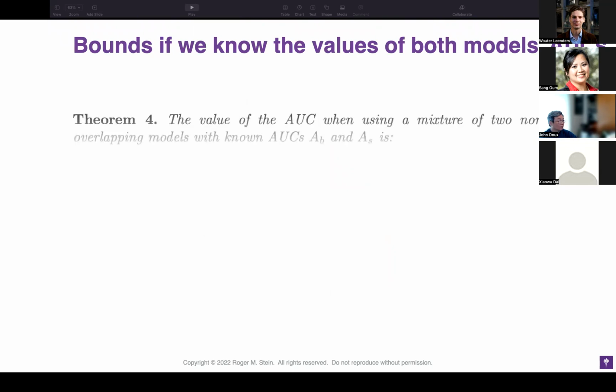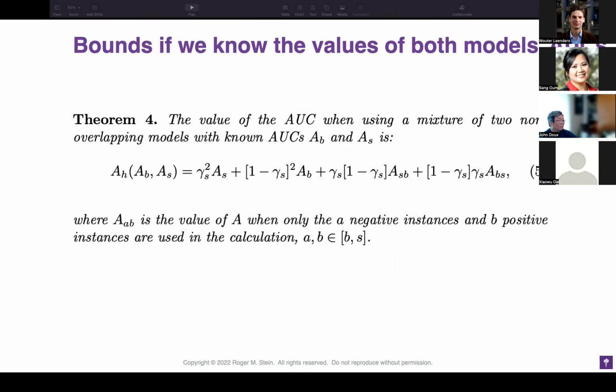Now, what if we know the value of both models? For some reason that we've been able to figure out, we know what the AUC of the big model using the supplemental data is. So let's say we know that. And I'm going to define that as AB, AS, where I know both of these quantities, the AUC on the big model and the AUC on the small model. This expression here will give me actually what that hybrid model turns out to be.